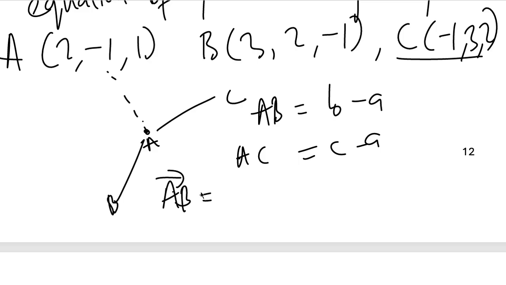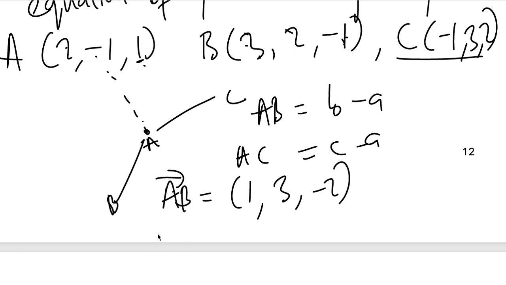It's simply going to be B minus A. So each component of B, subtract it from A. So 3 minus 2 is what? 1. 2 minus 1 is what? 3. And negative 1 minus 1 is what? Negative 2. That's for AB.